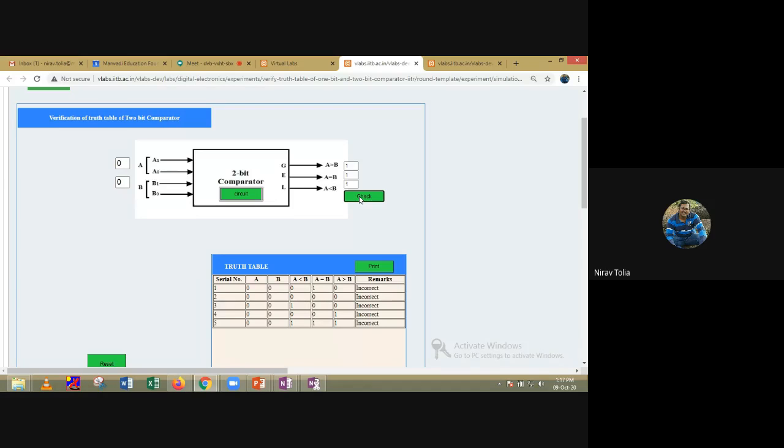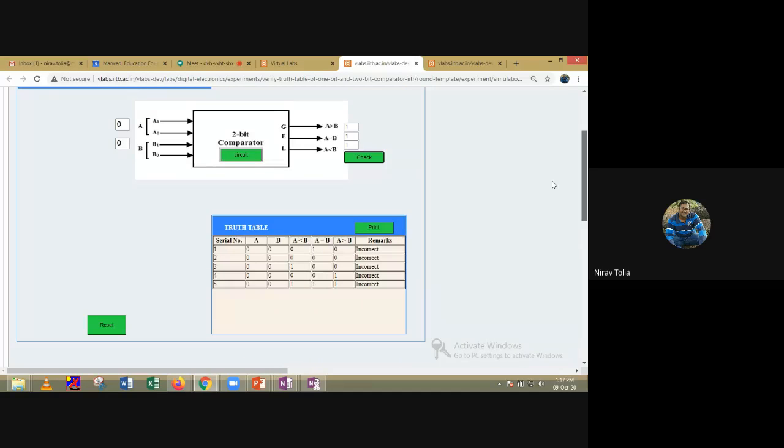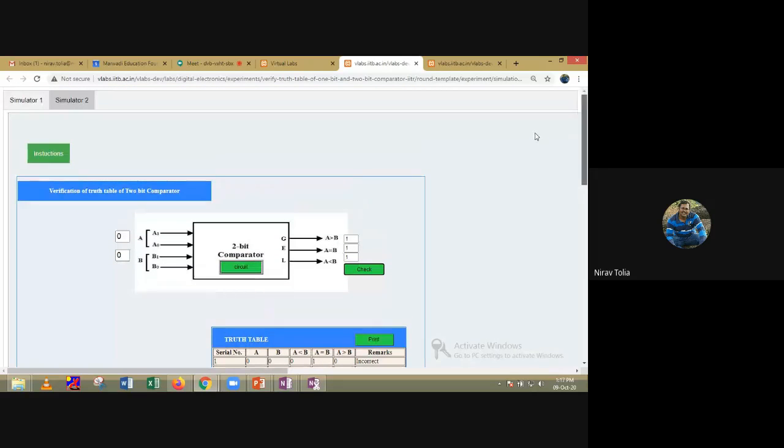I think no one can check simulator 2 for the 2-bit comparator. Otherwise, out of 20, anyone can raise the query. So the simulator 2 of the 2-bit comparator is not working. There is a problem with simulator 2. It is not working properly. So we do not have to focus on simulator 2 for the 2-bit comparator.